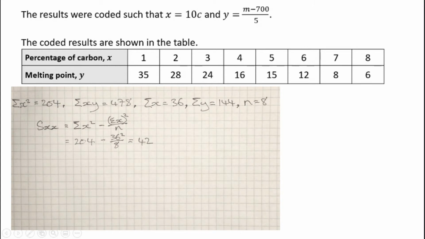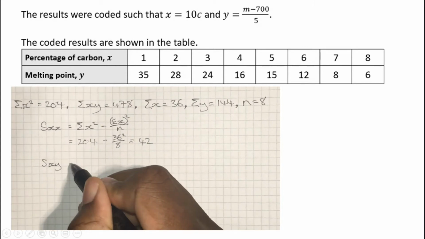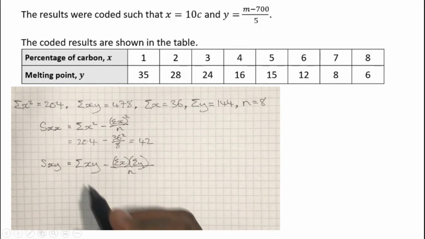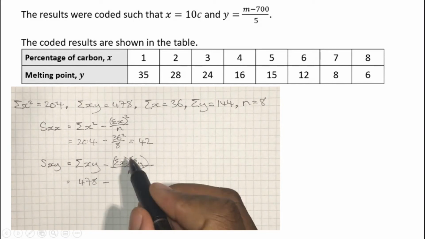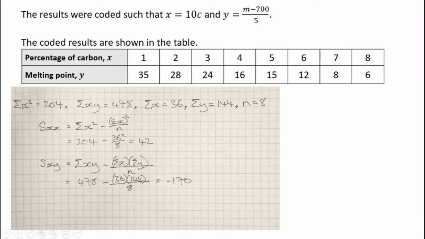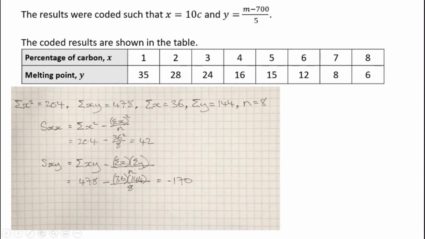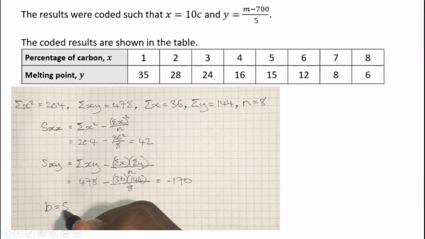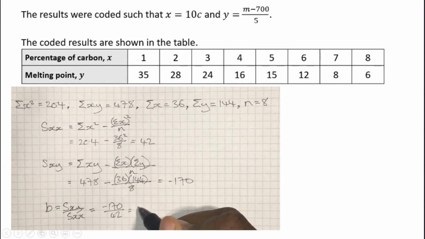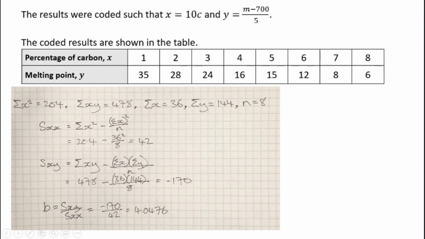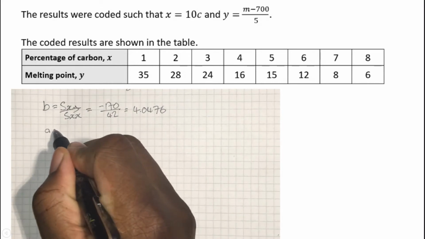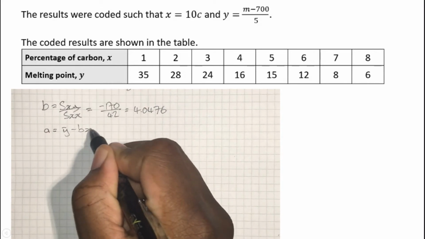We should be used to this by now. The S of xy is the sum of xy minus the sum of x times the sum of y, all over n. Substituting in the correct values gets us negative 170. From there we can find b. B is S of xy over S of xx. That gets us 4.0476. I always like to try and stick to 4 decimal places around all of these values. It helps to maintain accuracy as we make our way through.